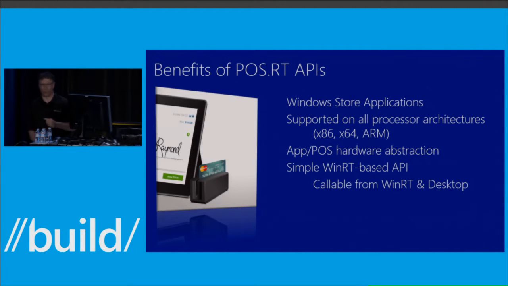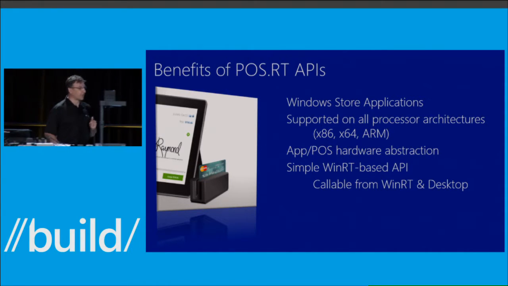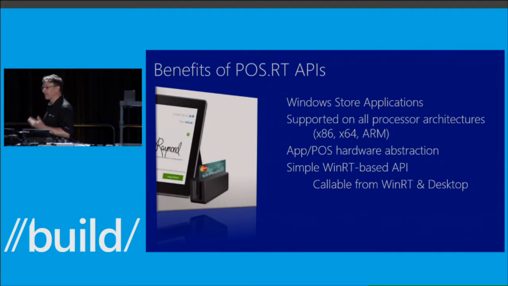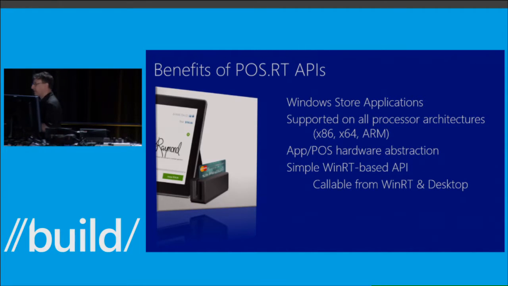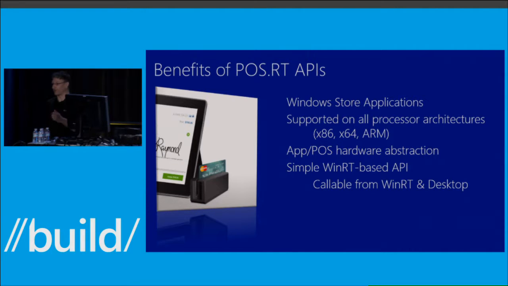Okay. So what about POSRT, the point of sale, point of service, runtime APIs that we've added into Windows 8.1? There are a number of benefits to using the POSRT APIs. The first of which is you obviously get the ability to create a store application. And that store application can be deployed once by you and run across multiple processor architectures, right? So obviously x86, x64, and ARM. And during the session today, we'll actually see examples of POS applications running across all three. A demo towards the end here will be running on a Surface RT.